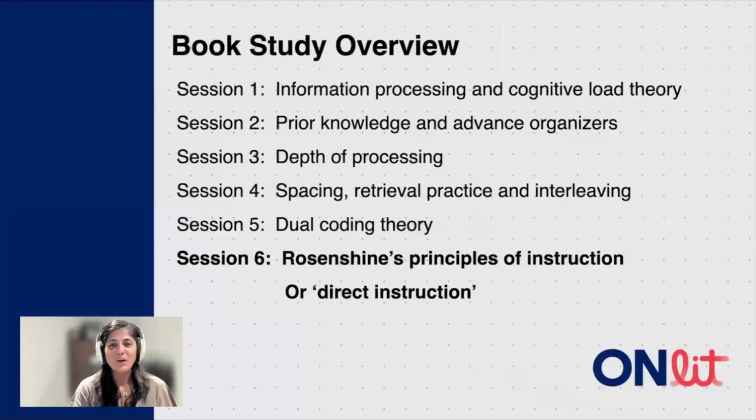So, all right. So far we've covered a lot in this book study and a number of really important topics. Of course, we weren't able to cover the whole book, but some really important topics. We began with the information processing model and cognitive load theory. Then we explored the role of prior knowledge and depth of processing. We looked at spacing, retrieval practice, and interleaving in session 4. And then last week, which just passed, we looked at dual coding theory.